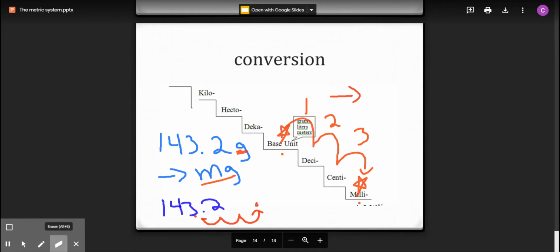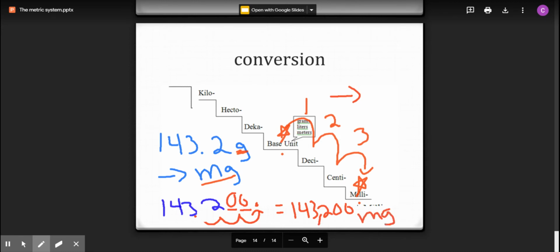So I'm going to get rid of this decimal right here. And so now I've got these 2 blank spaces. What I need to do with those is fill them in with zeros. So the new number I now have is 143,200 milligrams. Don't forget to put that unit down. If you don't put the unit down, you're not going to get points for it.